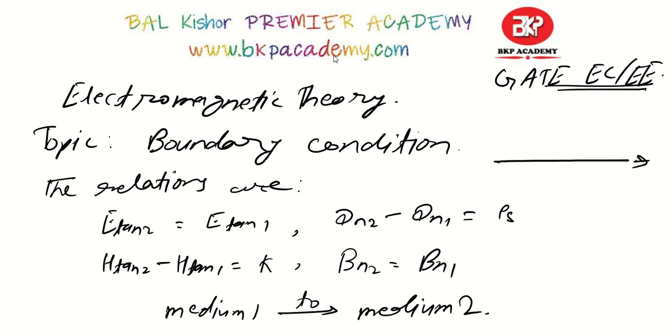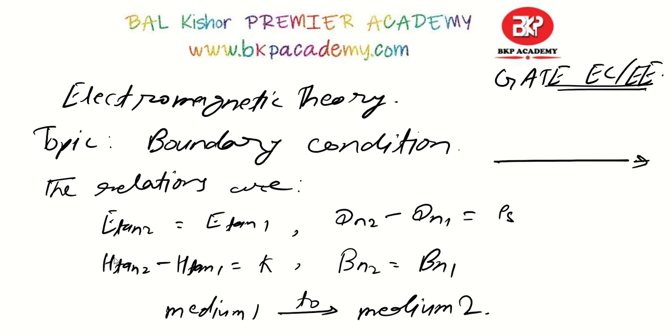This is Ajit Kumar and we are moving to the next lecture, which is boundary conditions. In electromagnetic theory, boundary conditions play a great role, as we have to find out what the electric field or magnetic field components are from one medium to another medium.